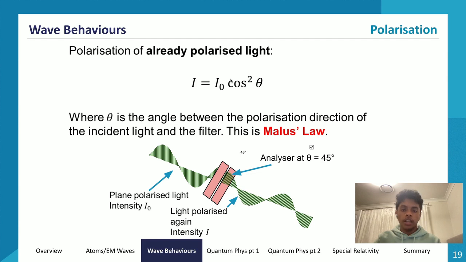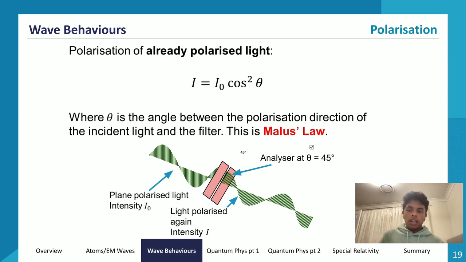And we add cos squared theta because I is going to be smaller than I naught, right? The intensity of the light leaving the polarizing filter is going to be less than the intensity of the light coming in before the filter. So we follow Malus's law, and this theta is given by the angle that the polarizing filter is at. If the analyzer is set to 45 degrees, then I is equal to I naught cos squared 45. So the intensity of this light wave over here is going to be half the intensity of this light wave over here, because cos squared 45 is equal to a half.